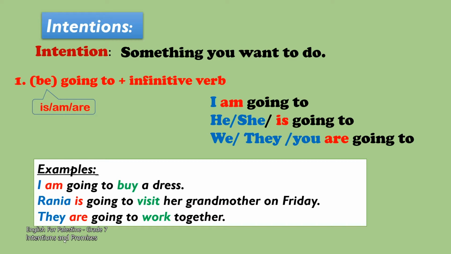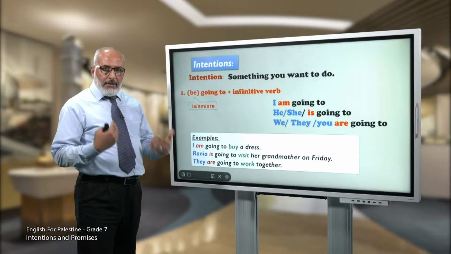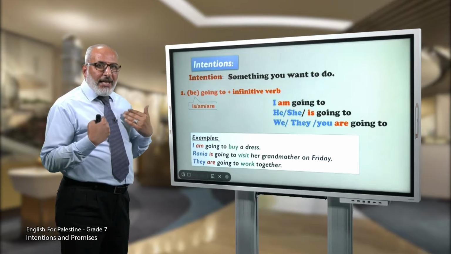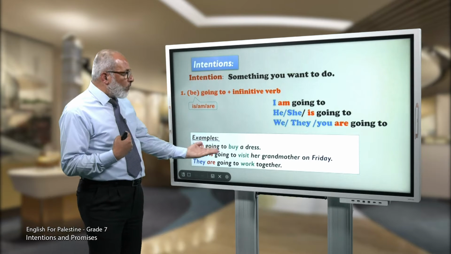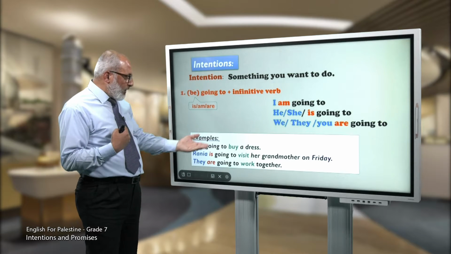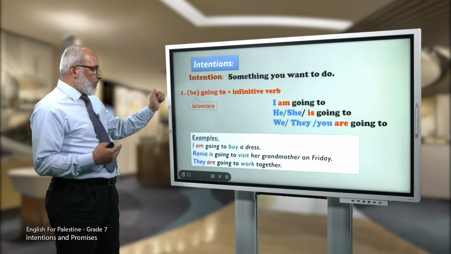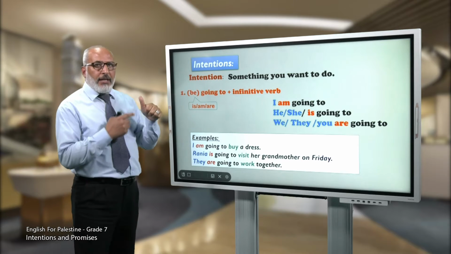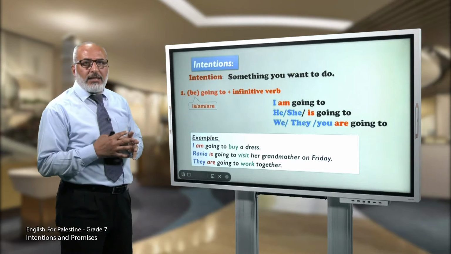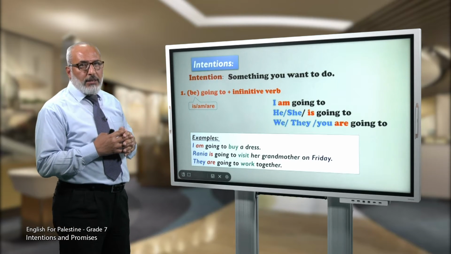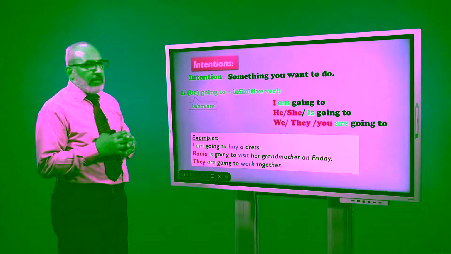Look at these examples. I am going to buy a dress. I'm going to buy a dress. This is something I want to do. Rania is going to visit her grandmother on Friday. They are going to work together. So again, this is the first structure: is, am, are plus going to plus the infinitive form of the verb.